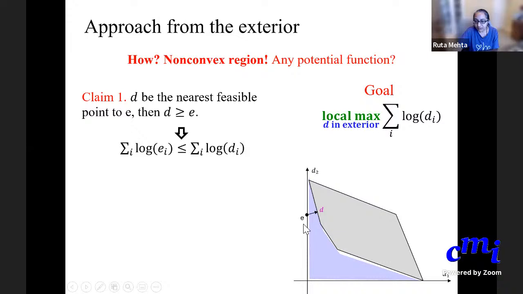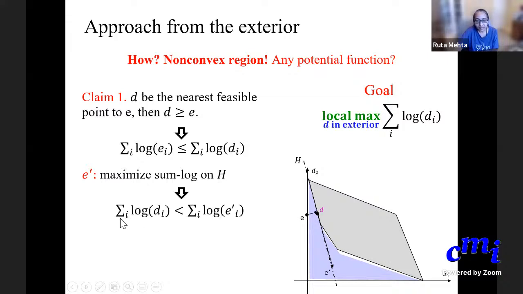This means that when we go from E to D, this objective is increasing because coordinate wise, you are increasing the point. Then you take the supporting hyperplane, because there's a boundary point, there has to be a supporting hyperplane. On this supporting hyperplane, you now explicitly maximize this objective. The supporting hyperplane is a convex region, it's just a hyperplane, and you just have to maximize this concave objective. So you're good, you can do that.